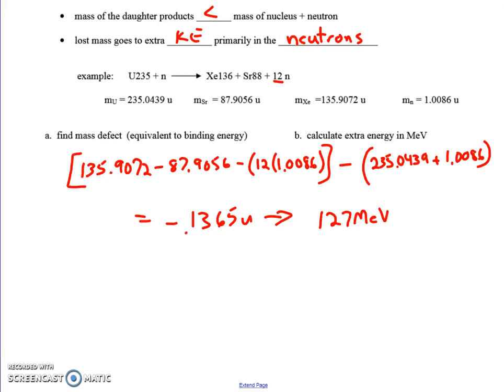That's if I multiply this number by 931. So we can see we get a pretty decent amount of energy. Now that 127 MeV is distributed amongst those 12 neutrons. So if I divide this by 12, I get approximately 10 MeV per neutron. So it's not quite as power packing as, let's say, a fusion reaction in terms of energy per neutron.